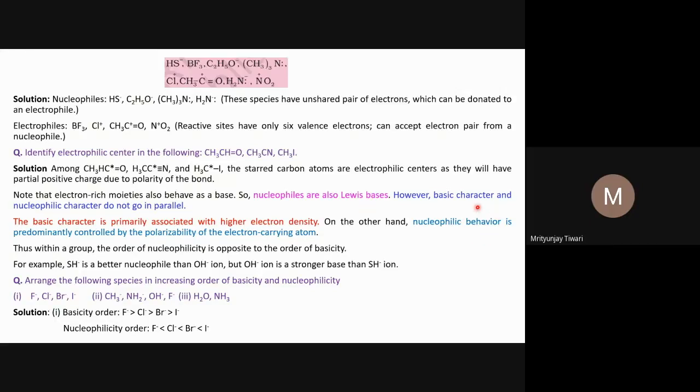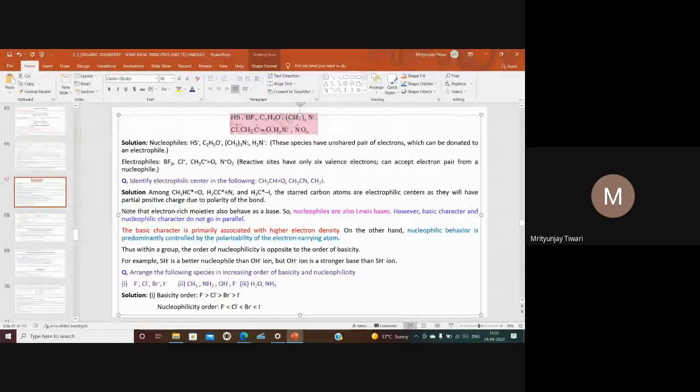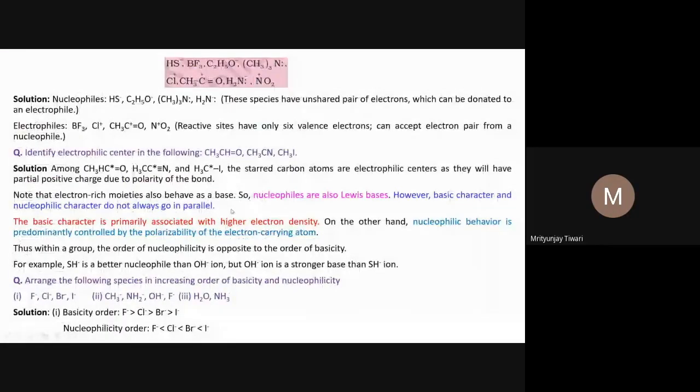However, basic character and nucleophilic character do not always go in parallel. Sometimes they go in parallel, but sometimes they do not. The basic character is primarily associated with higher electron density. So if a species has higher electron density, one can say that it has a higher basicity. On the other hand, nucleophilic behavior is predominantly controlled by polarizability of the electron carrying species.